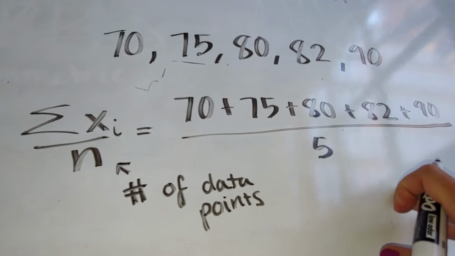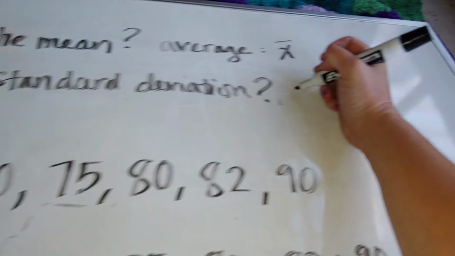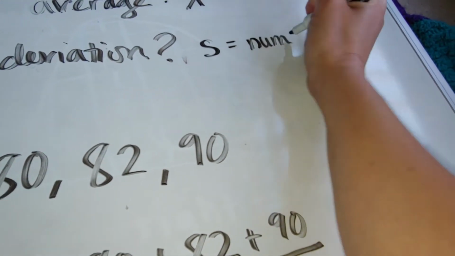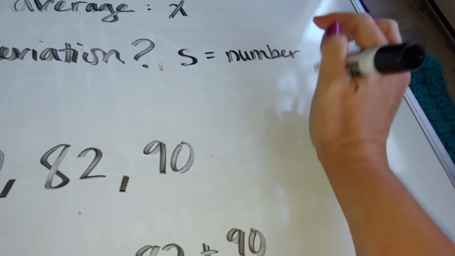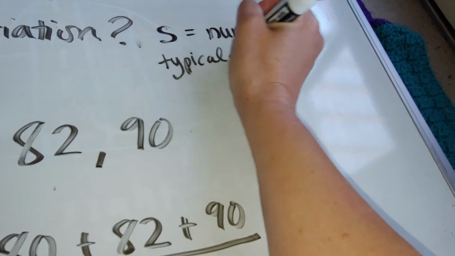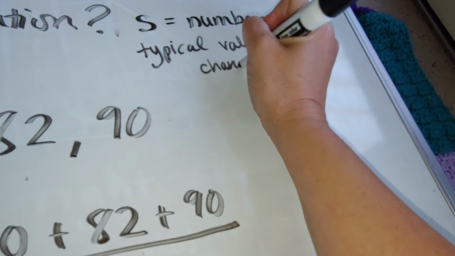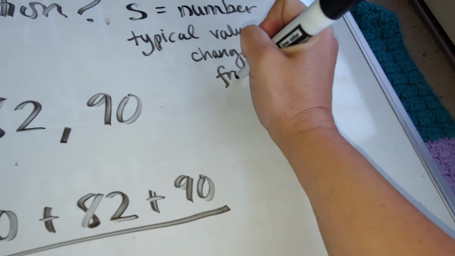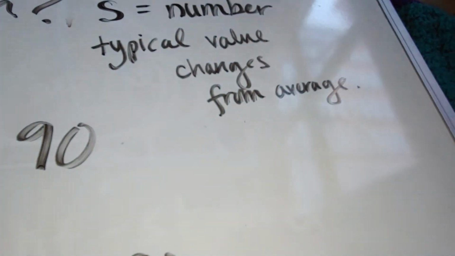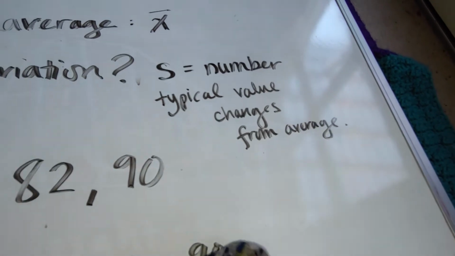Now the question is, what is standard deviation? What standard deviation is doing is, it's a number, and the symbol that is used is the letter s. And what it is doing is seeing how much the typical value changes from the average. Sounds weird.